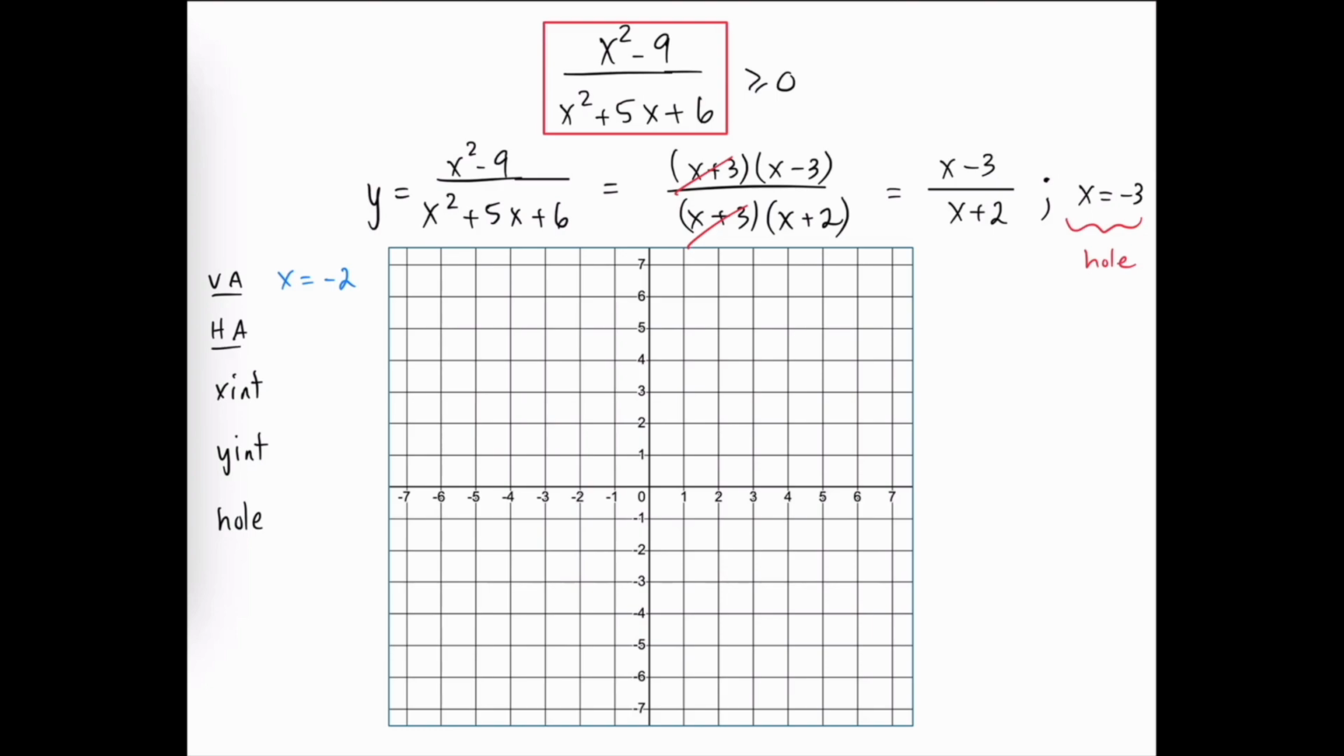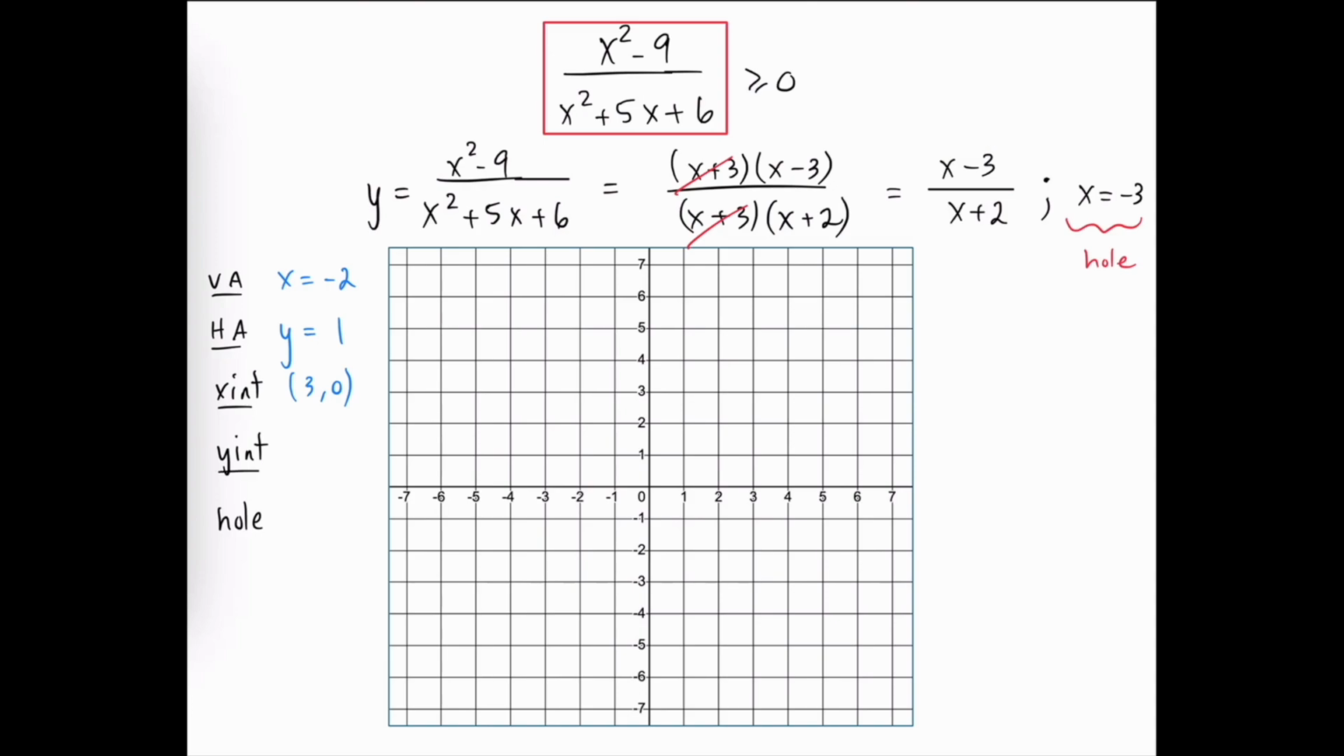The horizontal asymptotes are going to be represented by the ratio of the leading coefficients because the degree of the top and the bottom are the same. So the leading coefficients are 1 and 1, and their ratio, 1 over 1, is just the quantity 1. So that's our horizontal asymptote. The x-intercepts occur at the zeros of the top. When x is equal to 3, the output of this rational function is going to be 0.